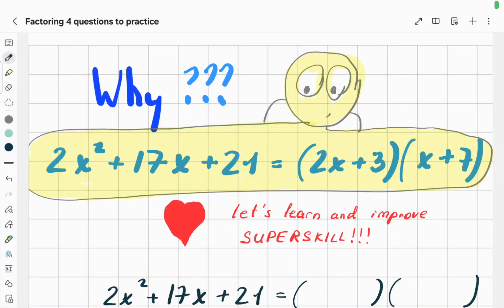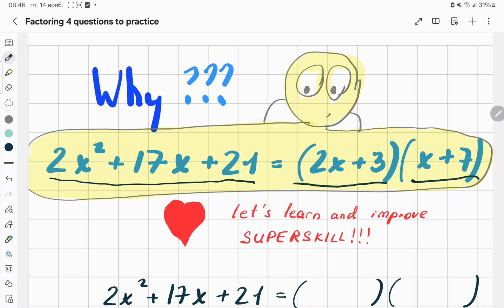Hello guys, in this lesson we are going to consider how to factorize a quadratic trinomial if the coefficient of x squared is not equal to 1. It's quite challenging, but it is a really helpful super skill that helps you to solve questions easily and without wasting time on the algebraic operations. So let's have a look and find how this quadratic trinomial converts to 2x plus 3 and x plus 7. Let's learn and improve this super skill.